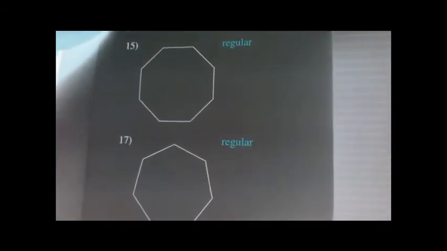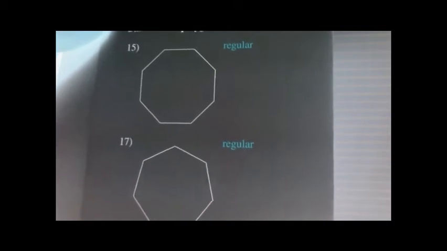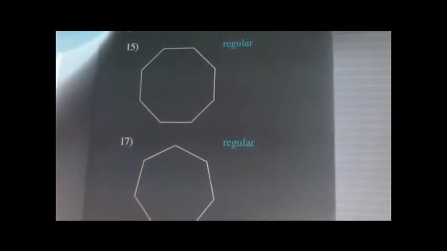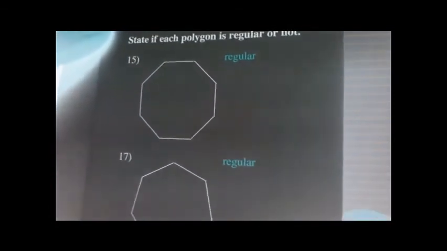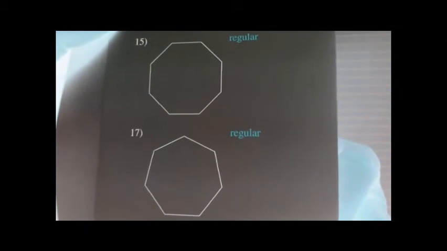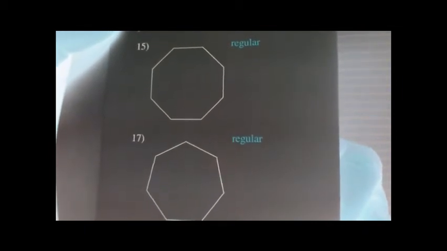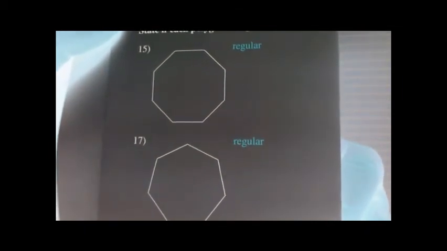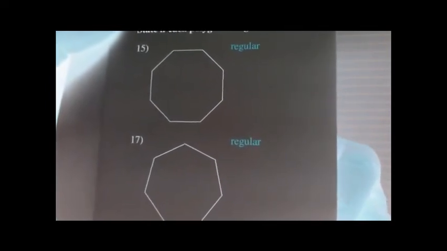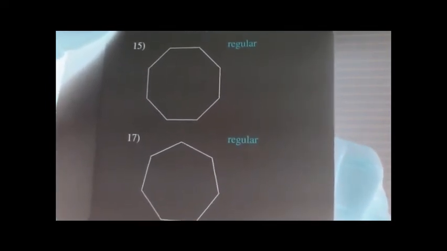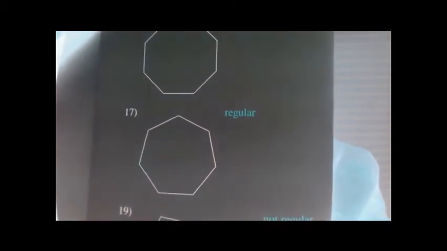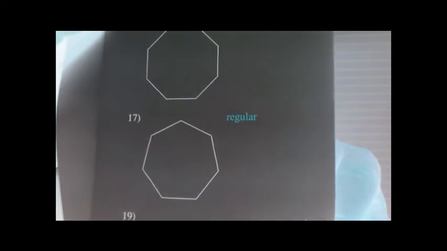A regular polygon is a polygon that has sides of equal length and angles of equal measure. That means all of the angles have exactly the same measurement and all the sides are exactly the same length. These 2 polygons right here, the top one is 1, 2, 3, 4, 5, 6, 7, and 8-sided polygon, an octagon. All of its sides are the same length, all of its angles have the same measure. The bottom is a heptagon, 7 equal sides, 7 equal angles.